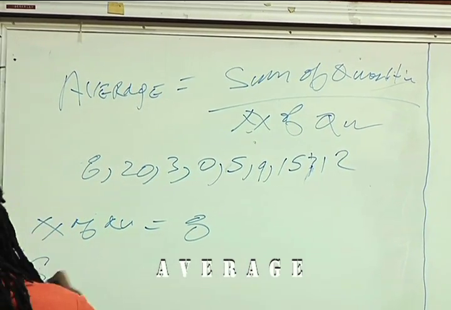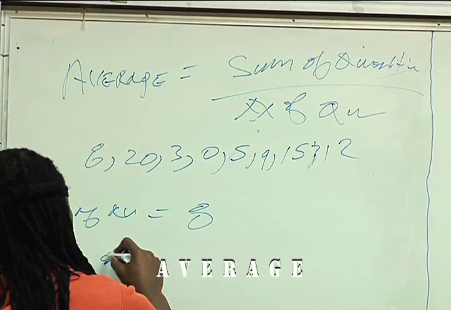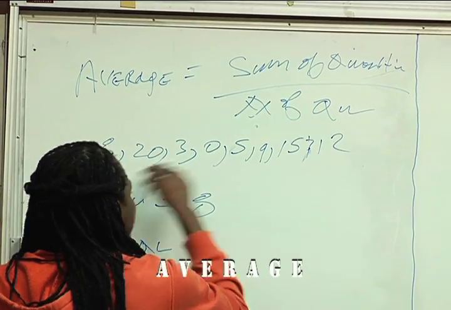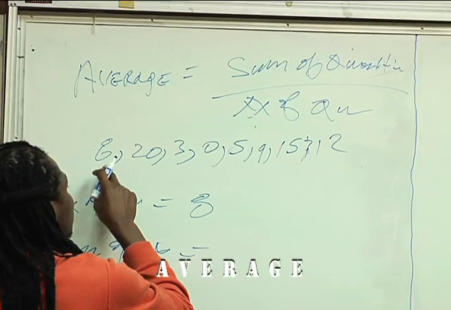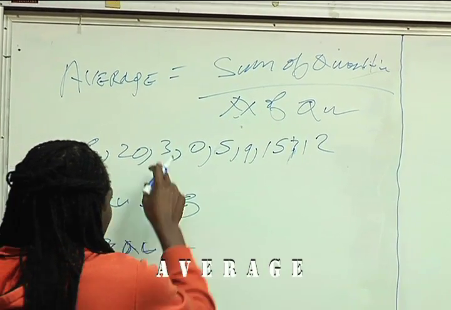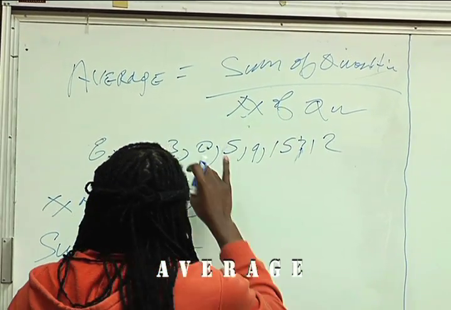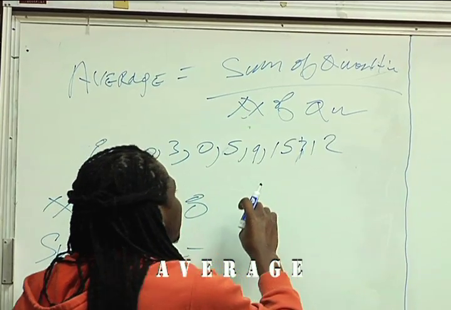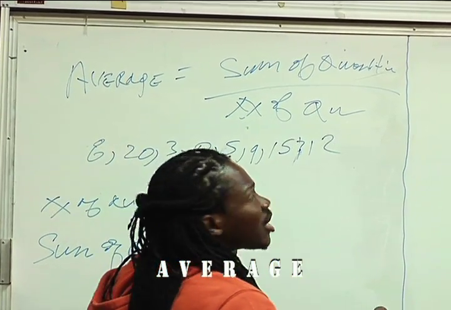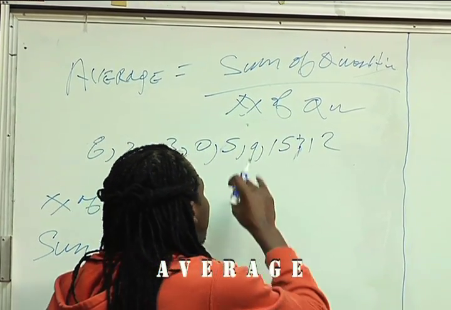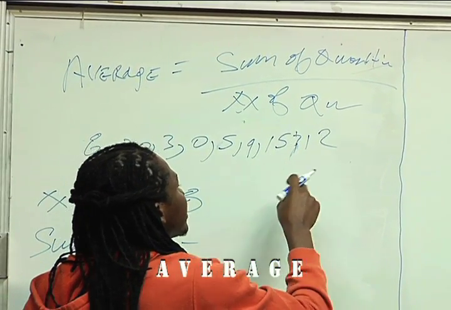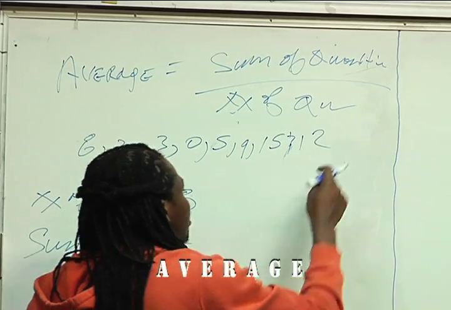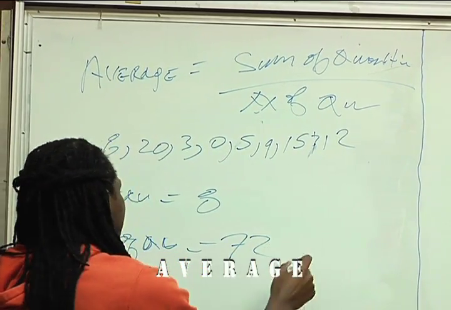Then I say, what's the sum of the quantities? What does sum mean? Sum means to add. So you add all these quantities. 20 and 8, that is 28, and 3, 31, and 0, still 31, and 5, 36, 36 and 9, that is going to be 45, 45 and 15, that is going to be 60, 60 and 12, that is going to be 72. Calculator.